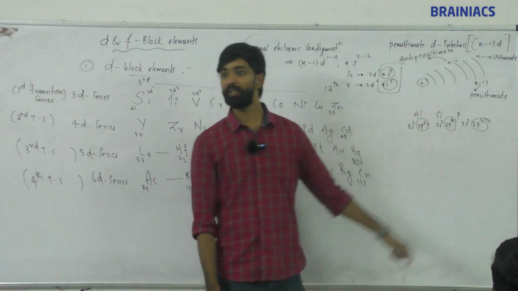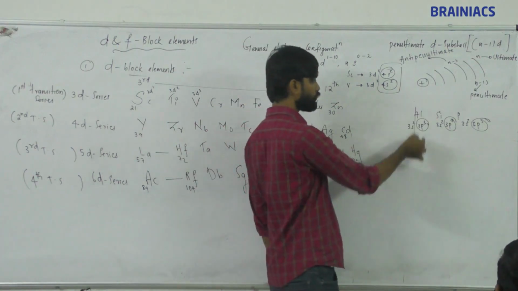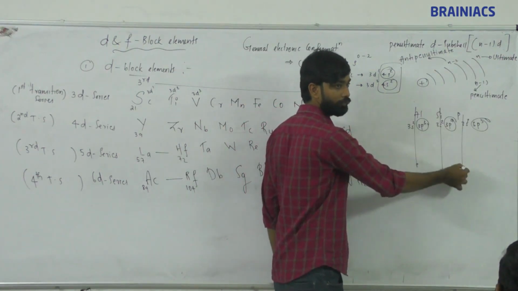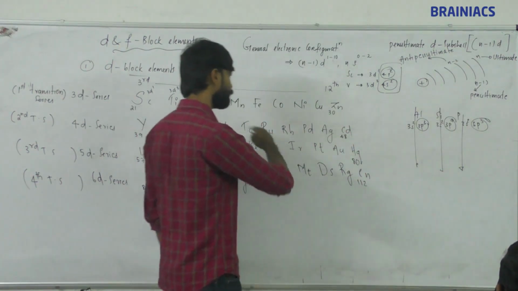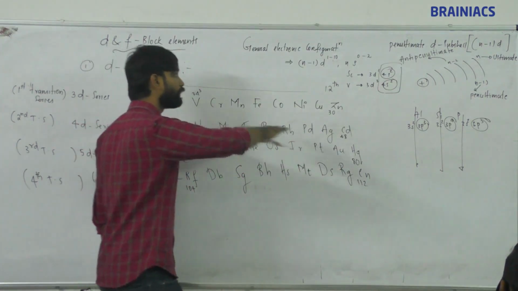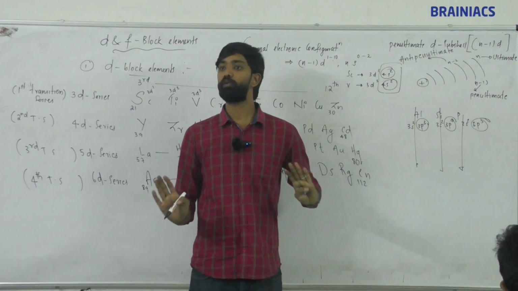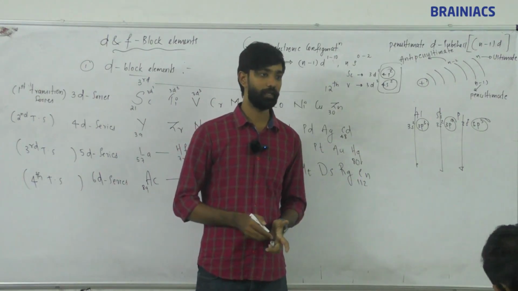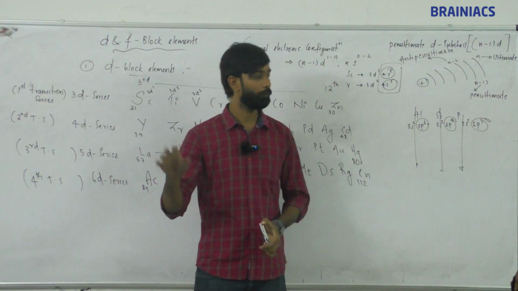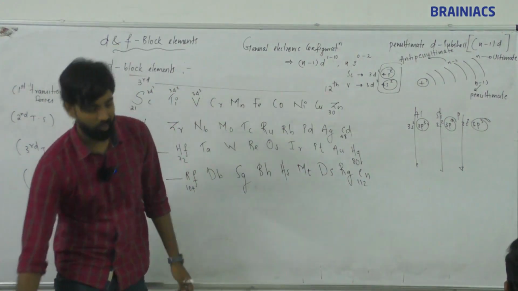Their properties are entirely different, so they are better studied in a vertical pattern, whereas in this case we usually study in a horizontal trend. Why? Because their outer electron is the same and they all differ in inner electrons. Okay, fine. There are a lot of exceptions, just a point.